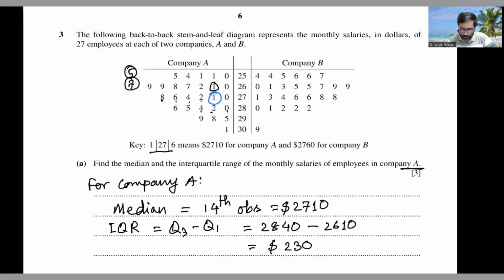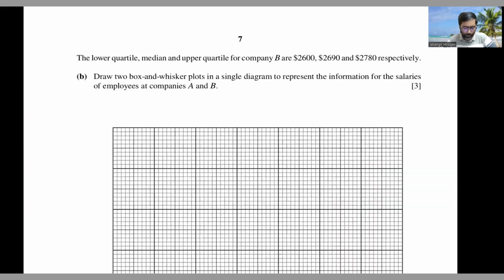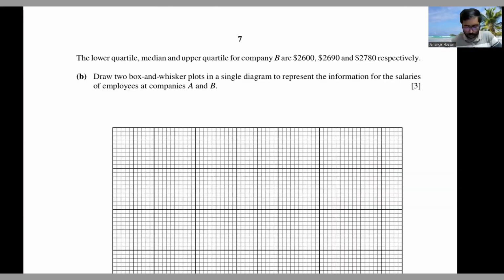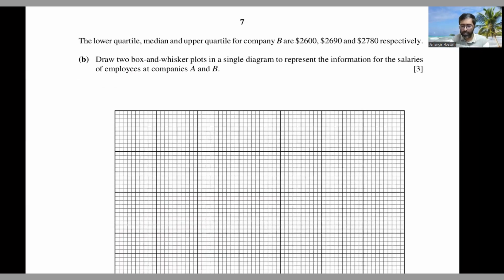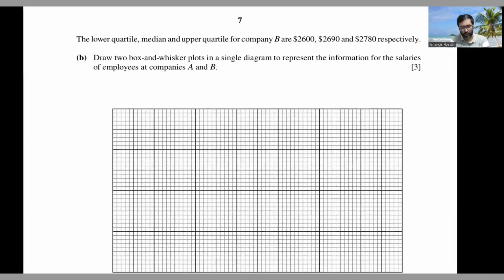Now let's move on to the next part. The lower quartile, median, and upper quartile for company B are 2600, 2690, 2780 respectively. Now, draw two box and whisker plots in a single diagram to represent the information for the salaries of employees at companies A and B.